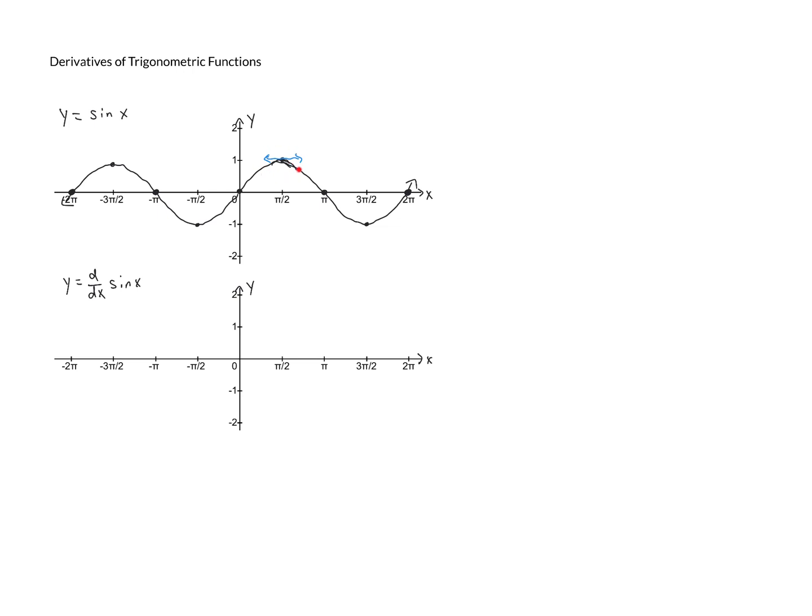At pi halves, we have a horizontal tangent line. That means that the derivative is going to be 0 at pi halves. Also, at 3 pi over 2, we've got a horizontal tangent line, so the derivative is 0 there. Also at negative pi halves and at negative 3 pi over 2. So we can see the derivative is going to be 0 at these places.